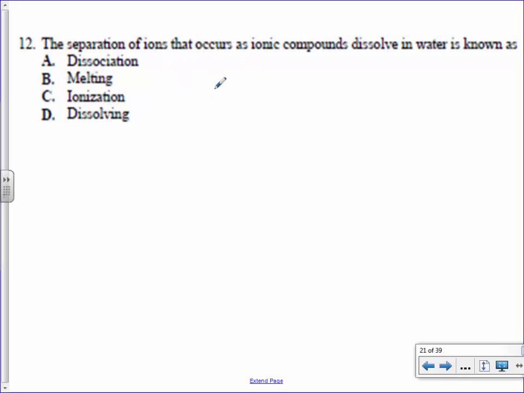Does that work? Okay, this is basically a definition. You just need to know the definition of ionic things dissolving is dissociation. Good. Because there's not a lot I can add to that. Either you knew it or you didn't. Ionization is for covalent things.